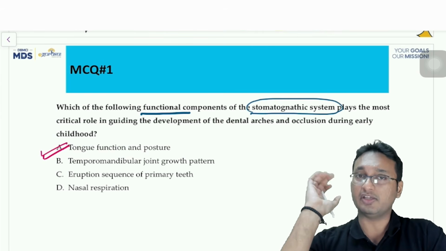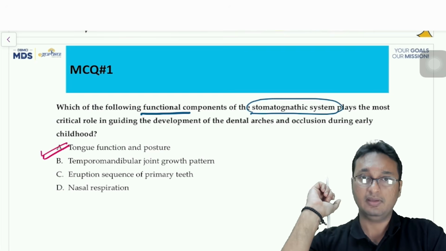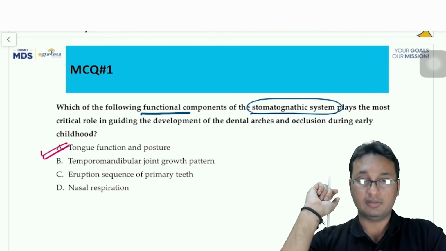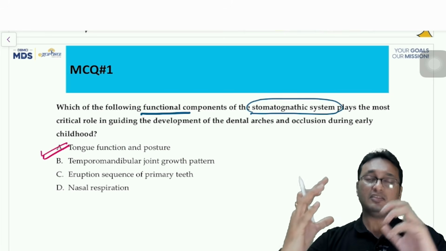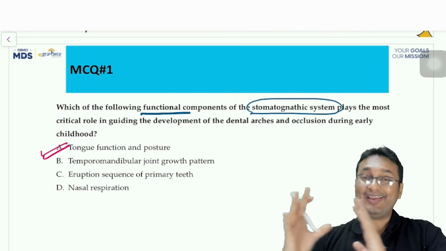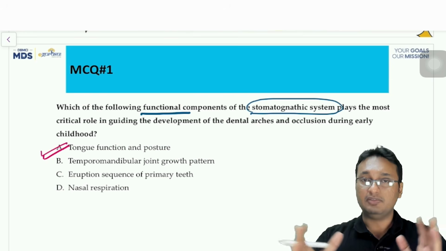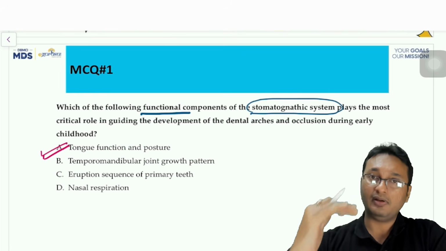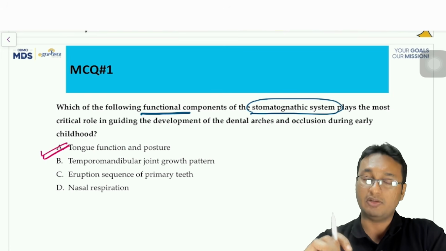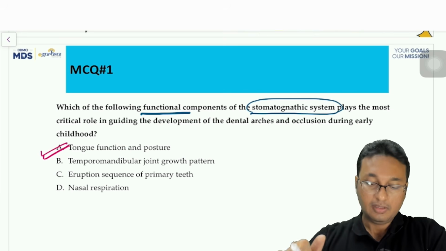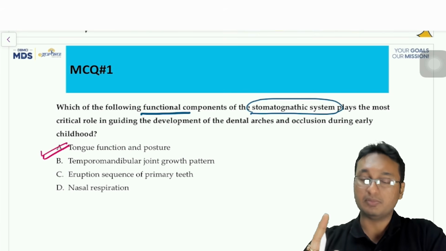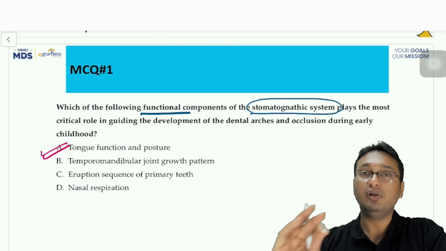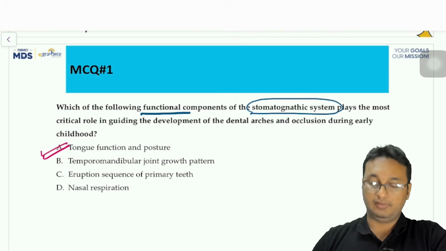The tongue plays a very critical role in the overall development of the face. Let's see how. You already know about the Buccinator mechanism. We have talked about it multiple times earlier. The balance between the facial musculature and the inner musculature, that is the tongue, is a guiding force behind the proper and uneventful eruption of the teeth into the proper relationship. So tongue function and posture is one of the most important functional components of the stomatognathic system, which plays a most important role in the overall development of the dental arches.